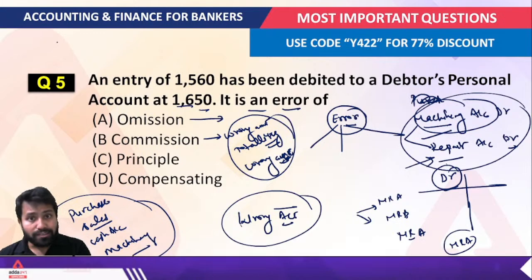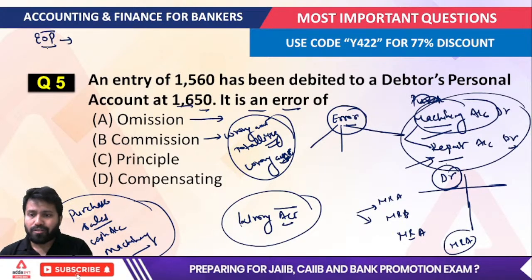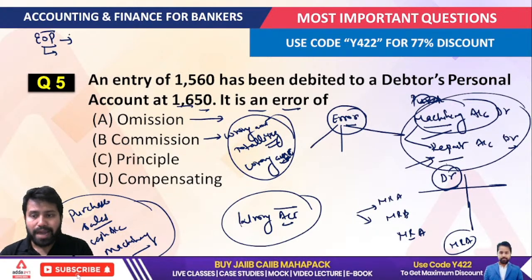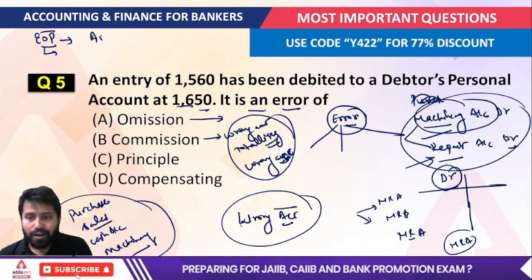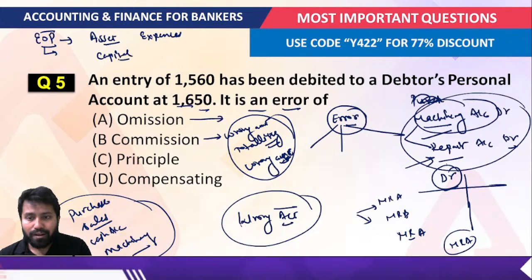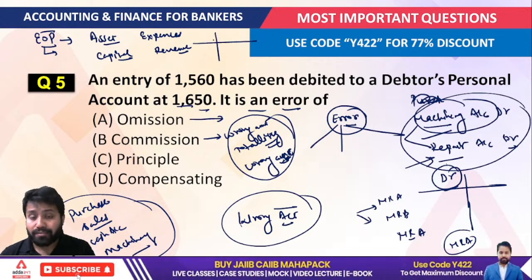What I'm saying there, just try to understand what we understand by the error of the principle, because a lot of people get confused over this. That error of the principle, you can understand, is all about this. Suppose you have to record an asset, but you recorded an expense. And when you have to record the capital, but by mistake you actually recorded the revenue. Now what is the difference between that, and what is the similarity between that? Just also understand.